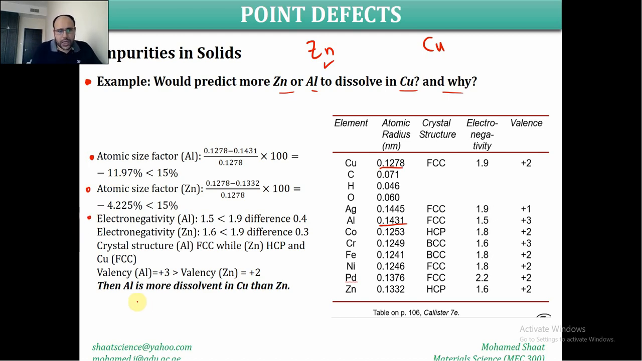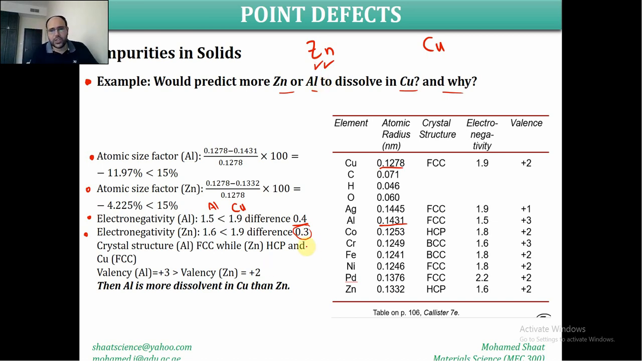According to the electronegativity, aluminum is 1.5, and the value for copper will be given, so the difference is 0.4. The electronegativity of zinc is 1.6, less than 1.9, and the difference is 0.3. So as you can see, we're going to add 1 more point to the zinc.